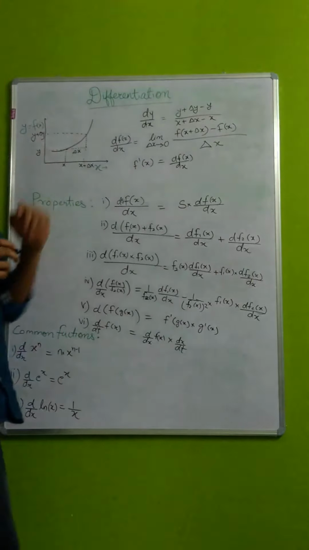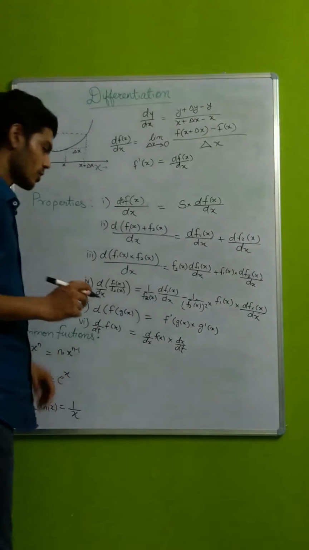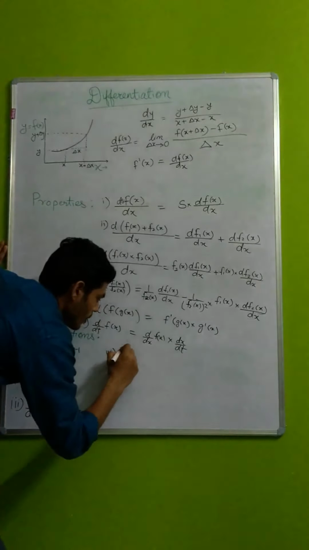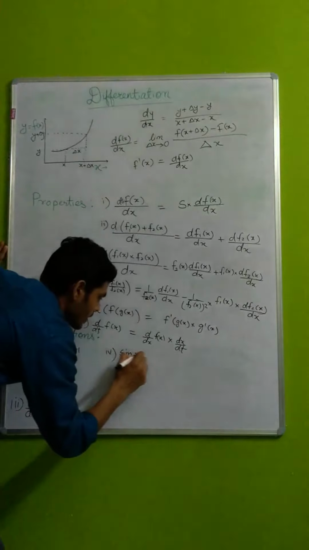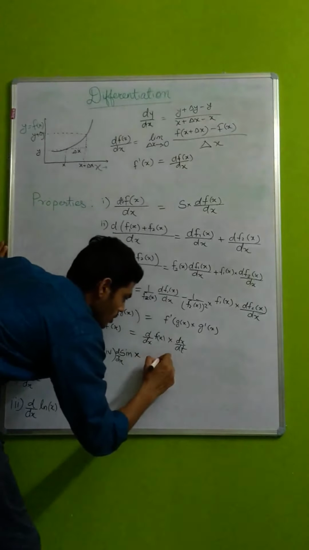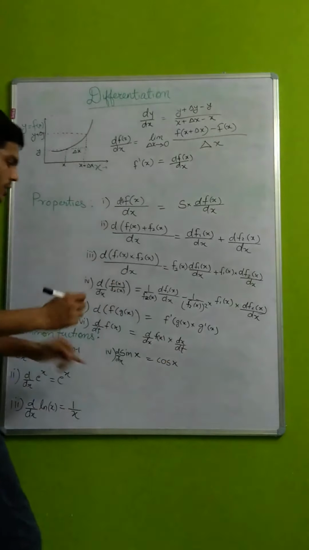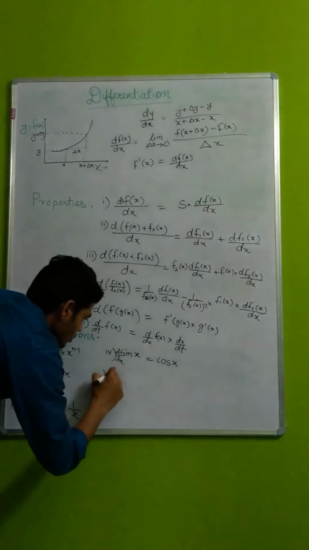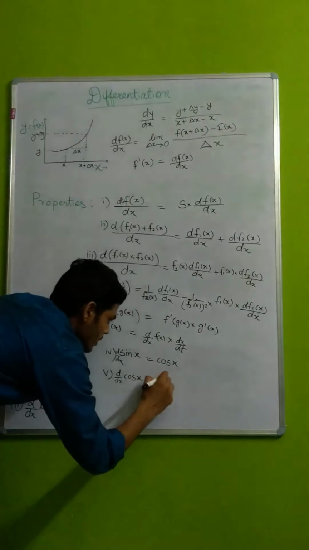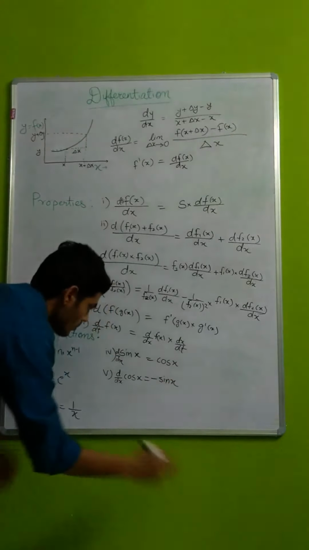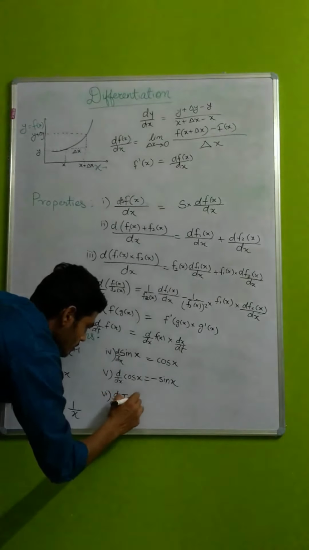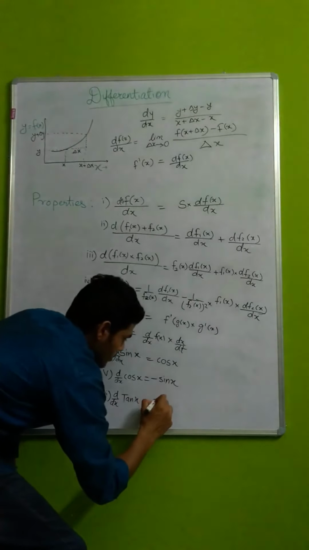Now we will look at differentiation function of trigonometric function. So fourth one, we'll first consider sin x. इसका डिफरेंशिएशन क्या हो जाएगा? dy dx of sin x equal to cos x. Now also cos x का डिफरेंशिएशन क्या हो जाएगा, माइनस साइन एक्स, then dy dx of tan x is sec square x.